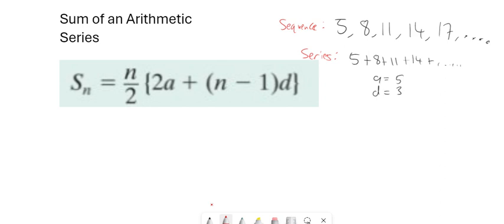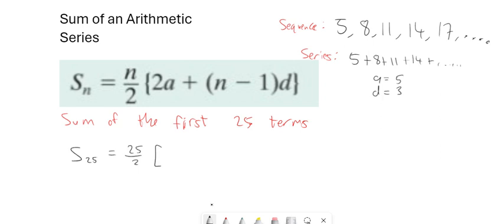So if I want the sum of the first, we'll just say 25 terms in the sequence or the series, that would be S25 then. So that's 25 is what I want instead of N. So that would be equal to 25 over 2 times 2 times A, which is 5, plus N minus 1, so that's 25 minus 1, times D, which is 3, and that's it.